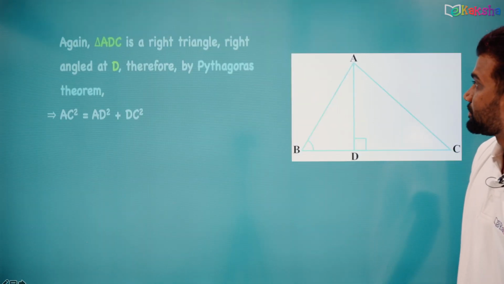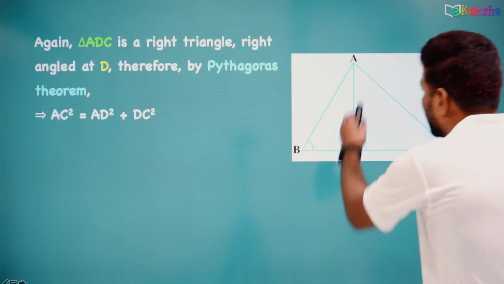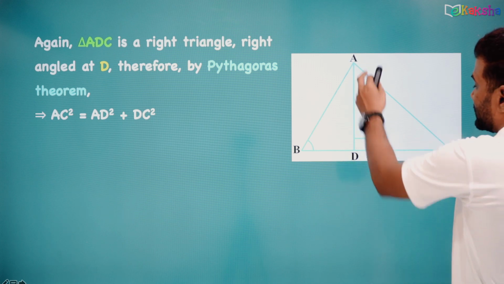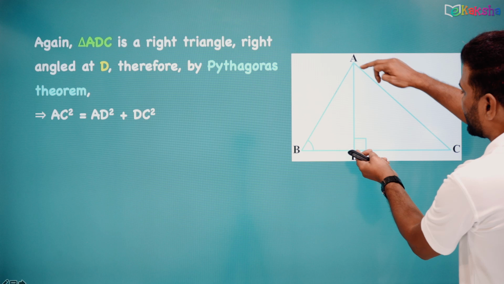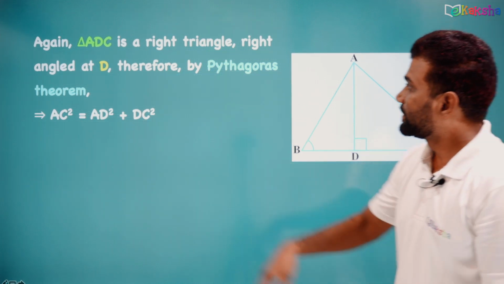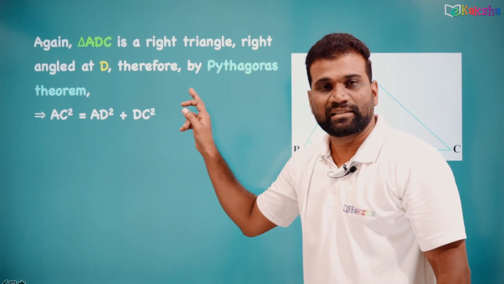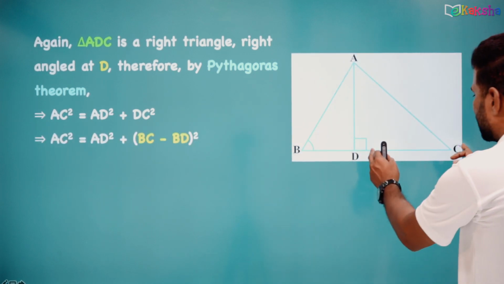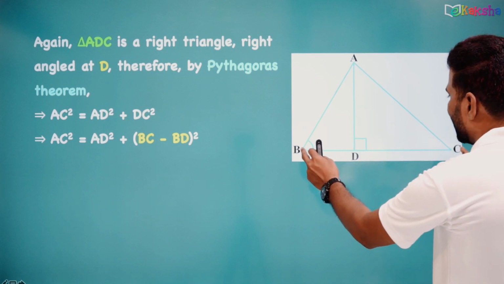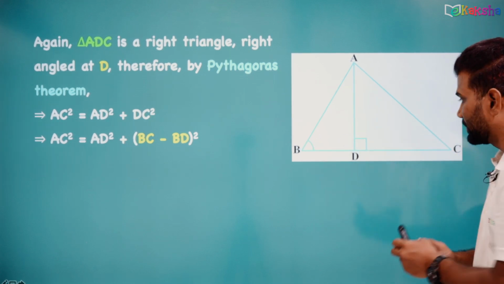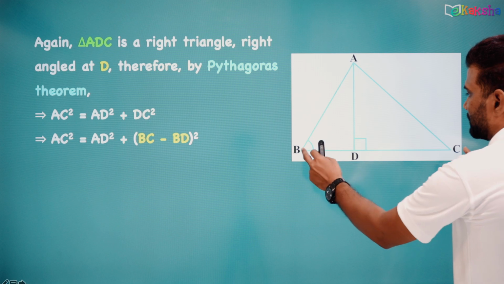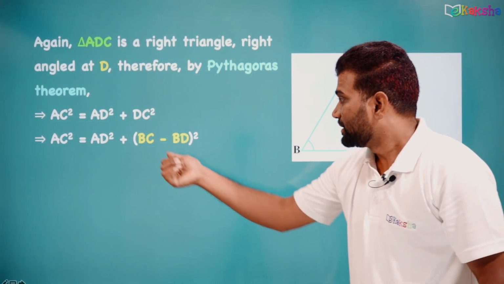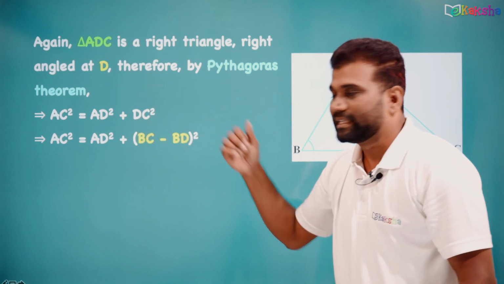Now further, in triangle ADC, again this is a right angle triangle, this time this is the hypotenuse, so these two are the sides. So AC square equals AD square plus DC square. Instead of DC, this length equals the whole length minus this length. You get DC length as BC minus BD. So DC square equals BC minus BD whole square.